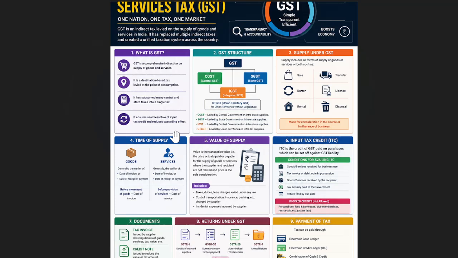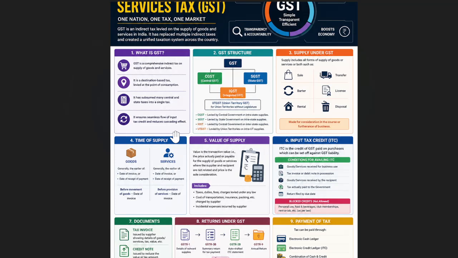Now the next question comes, what is the structure of GST? Basically, there are three structures in the GST. One is IGST. I stands for Integrated GST, which is levied by the central government and then distributed to the state government.